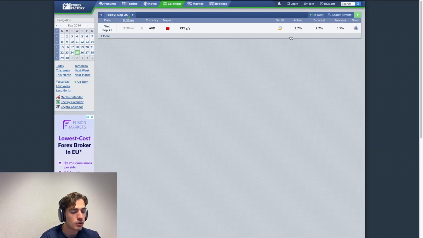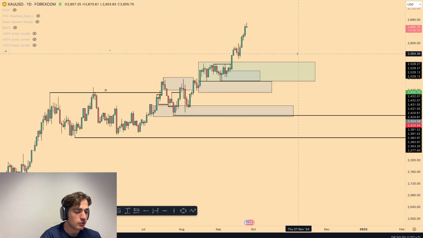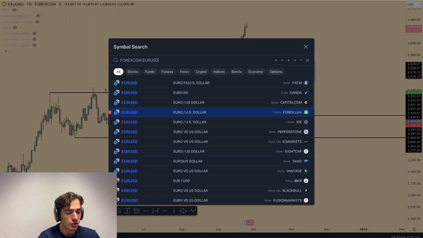For the rest of the day, no real news, only Aussie CPI that came out, but nothing too special. And then tomorrow finally we have some red folder dollar news again, which will move Euro USD and all these dollar pairs for sure. So let's keep an eye on that.